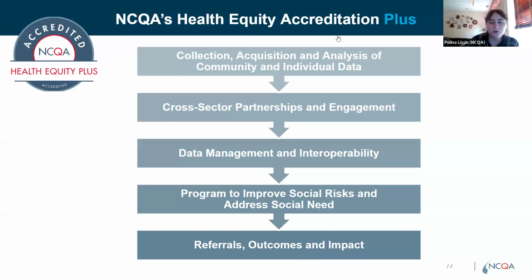That brings us to our overview of the HEA Plus program. So this set of standards really emphasizes cross-sector and community partnerships to promote collaborative relationships between healthcare and its community. So on a high level, HEA Plus distinctions are given to organizations that collect community and individual level data, foster partnerships with CBOs, promote interoperability and data management between partners, develop programming to prioritize and address social risks and social needs, and ultimately track referrals for social needs resources. Next slide.